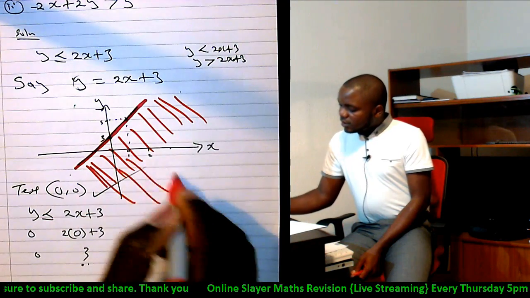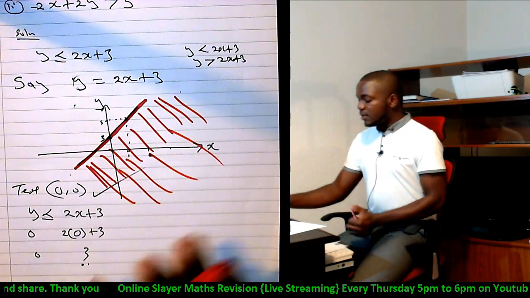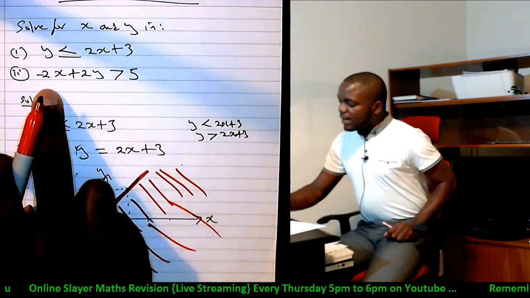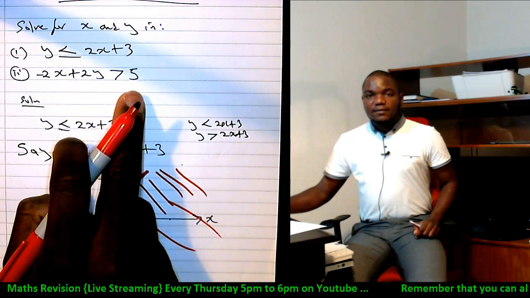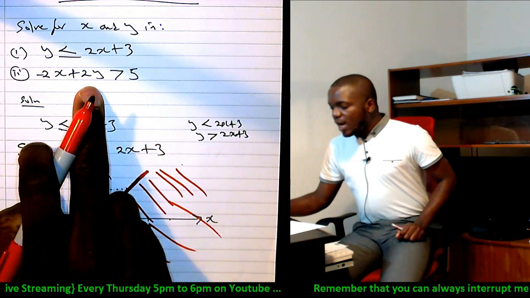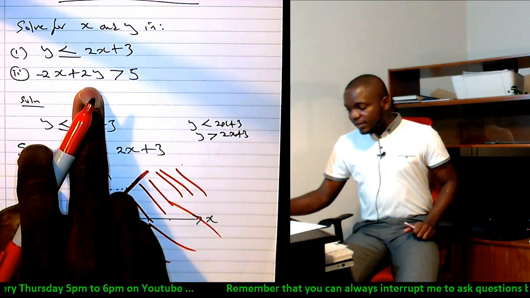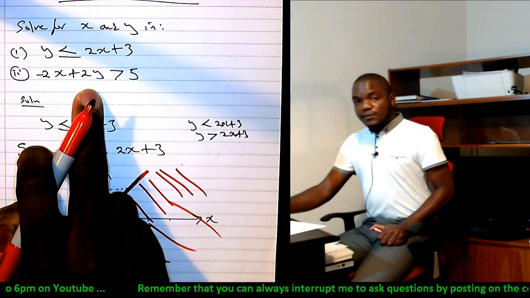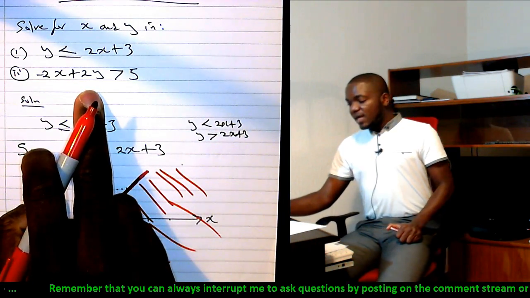Agree. So yeah, that's the answer to that problem. Now the second one is minus 2x plus 2y greater than 5. You can make y the subject of the formula as well. First, when you make y the subject of the formula, it becomes an equation of a line.